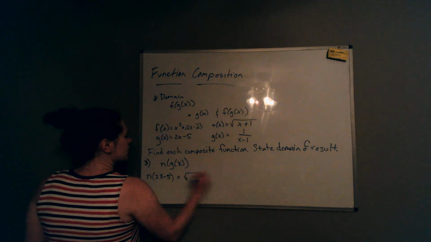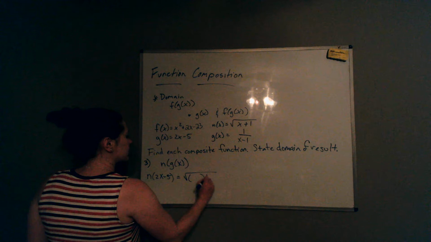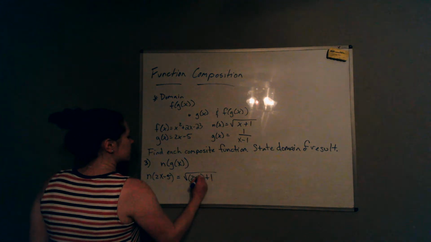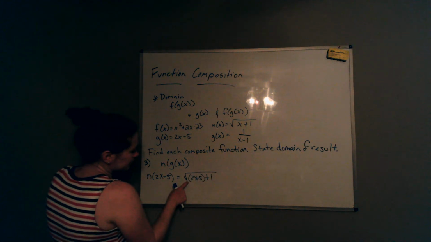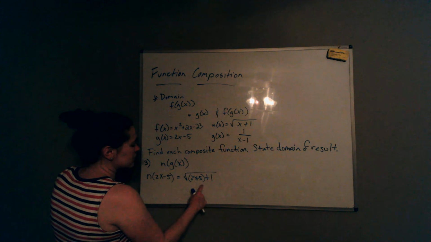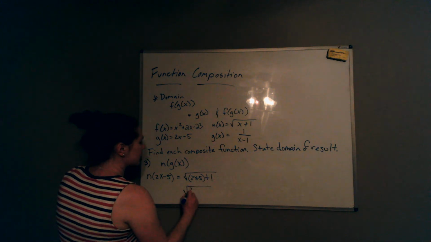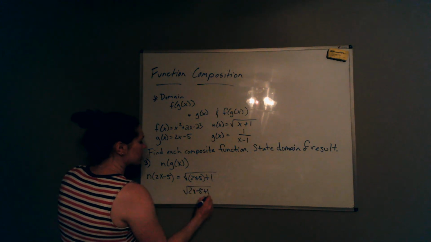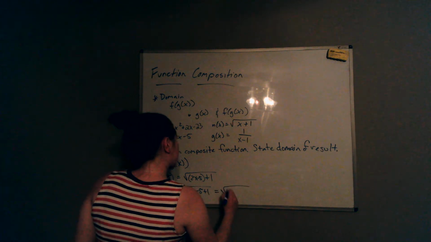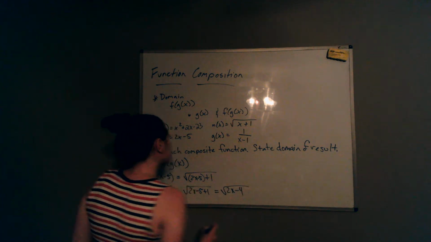So this is going to become the square root of something plus 1. That's going to be 2x minus 5 plus 1. So there's nothing outside of the parentheses here, so this would just be the square root of 2x minus 5 plus 1. So that's going to simplify to be the square root of 2x minus 4, okay?